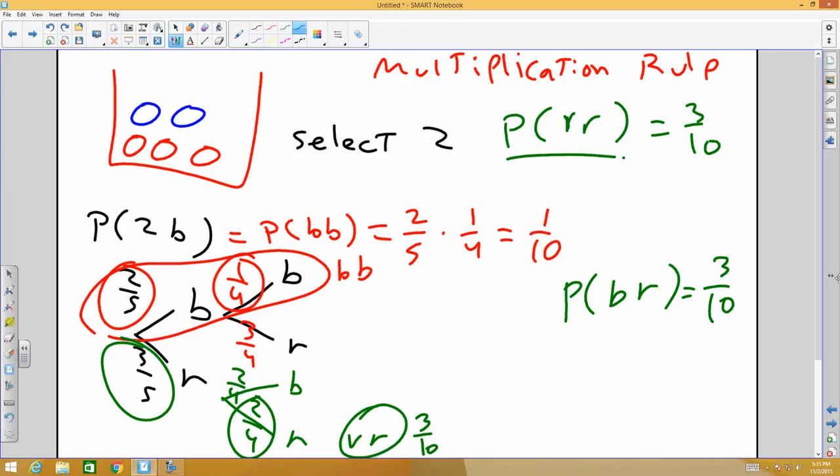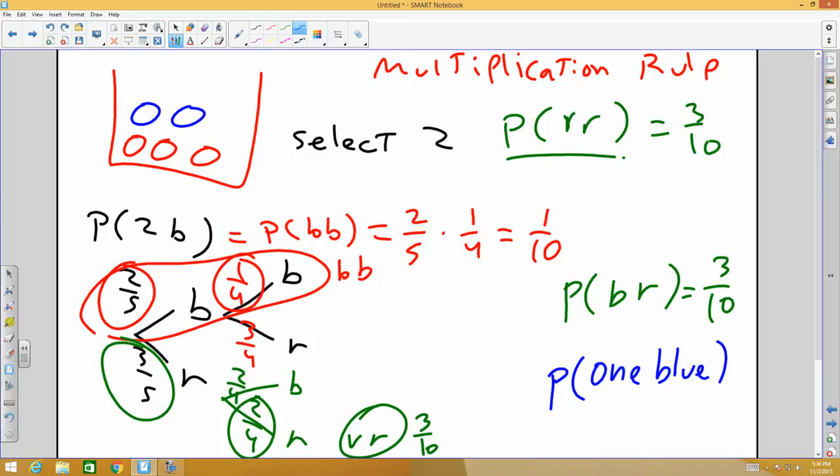Find the probability that you get exactly one blue. Exactly one blue ball. We're selecting two, and I'm saying exactly one of them is blue. That means the other must be red. One is blue means the other must be red.